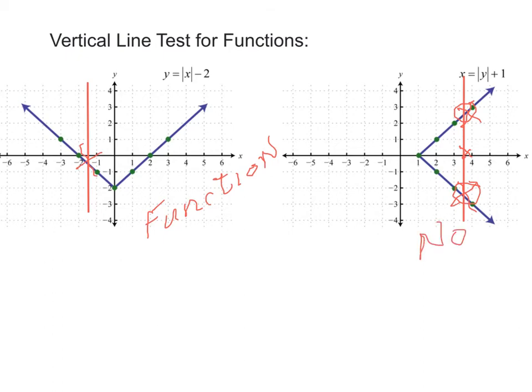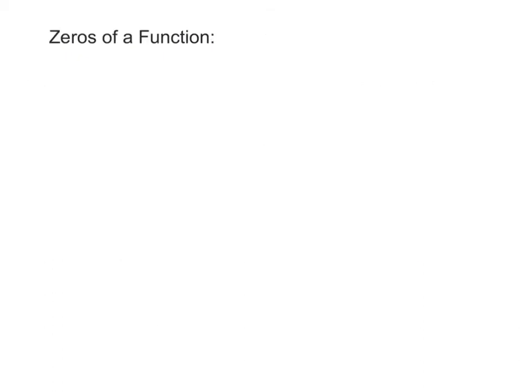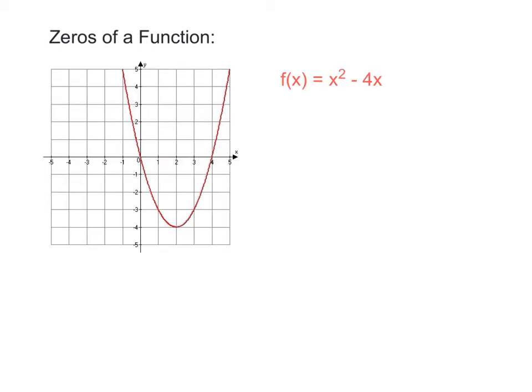Now we're going to talk about the zeros of a function. The zeros of a function are simply the x values for which the function is equal to 0. Or thought of in another way, they're the x-intercepts of the function. So now we have an example that I'd like to go over. We have a function, f of x is equal to x squared minus 4x, and we have its graph. So I want to find the zeros of the function. So that means I'm going to set f of x equal to 0 and solve for x.